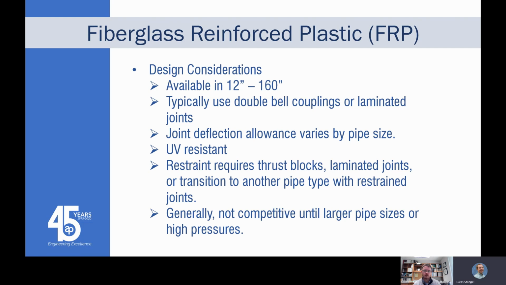Restraint, kind of talked about that with the laminated joints, but it usually requires thrust blocks or laminated joints, or I've seen where they will transition to a welded steel pipe and have enough pipe between the two non-restrained joints before the elbow to restrain the whole thing. And yeah, like I said, not really competitive until you get into the larger pipe sizes or higher pressures, or a combination of both.